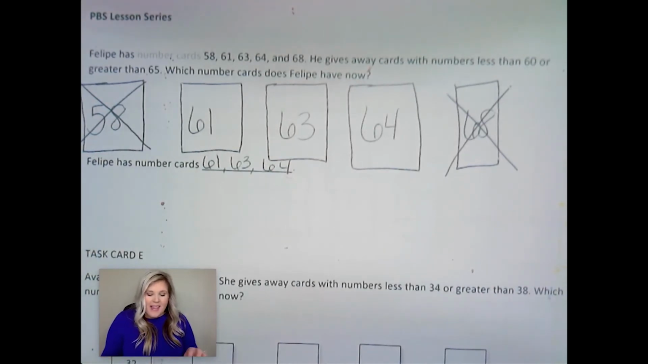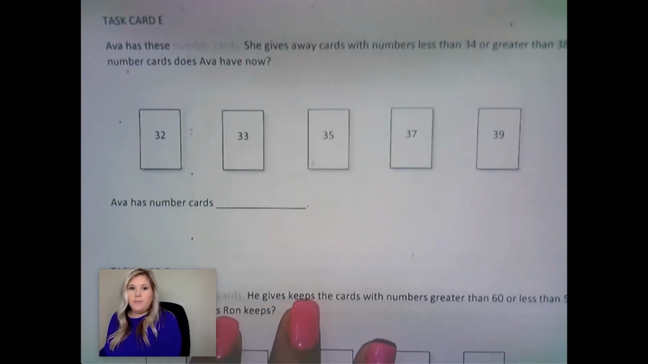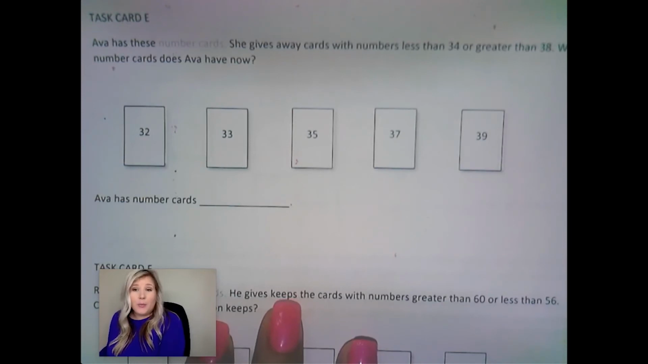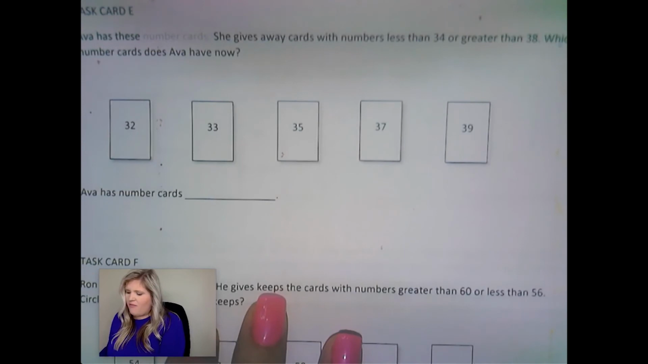Great job. Thanks for following along with me. So far, we have used models to compare numbers and to solve problems. Let's look at the next one. Ava has these number cards. She gives away cards with numbers less than 34 or greater than 38. Which number cards does Ava have now?